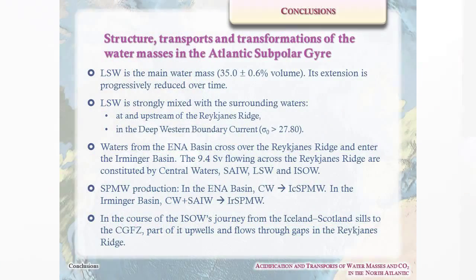Now I'm going to present the main conclusion of each one of the studies. For the first study, we conclude that the Labrador seawater is the main water mass of the section, representing 35% of the volume of the sections, but its extension is progressively reduced over time. The OMP results reveal that the Labrador seawater is strongly mixed with the surrounding waters at and upstream of the Reykjanes Ridge and in the deep western boundary current.